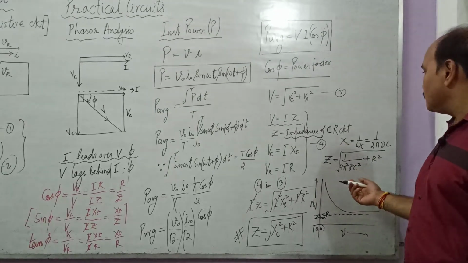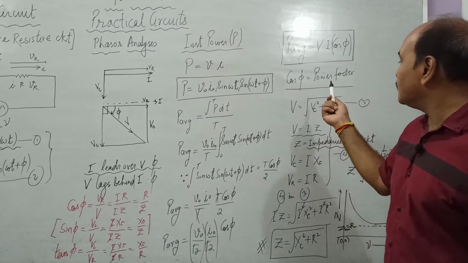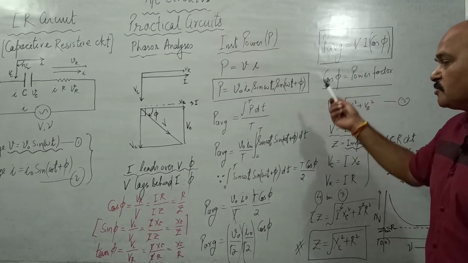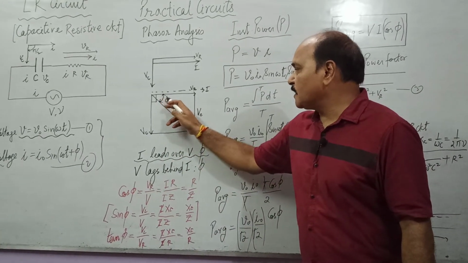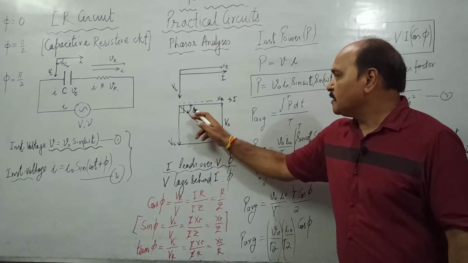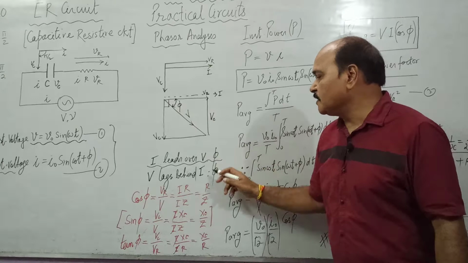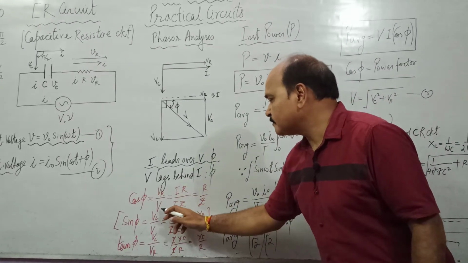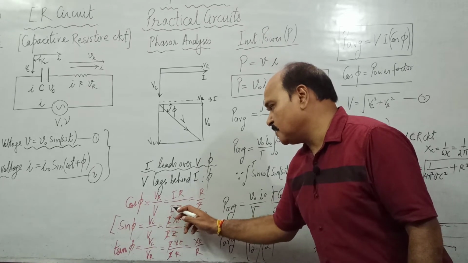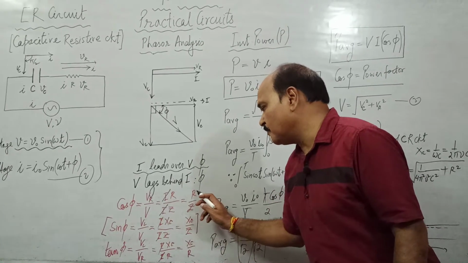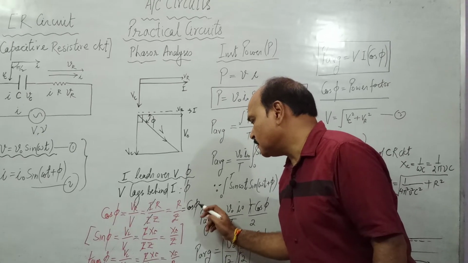Now let us talk about the power factor. What is power factor? Power factor is the factor of maximum power, that is cos of phi. We can find out cos phi from this triangle. Cos phi is base upon hypotenuse. What is base? VR. Hypotenuse is V. So this is VR upon V. This VR can be written as I into R, and this V can be written as I into Z. So we can see that this I cancels out, and we get R upon Z. This is cos phi.